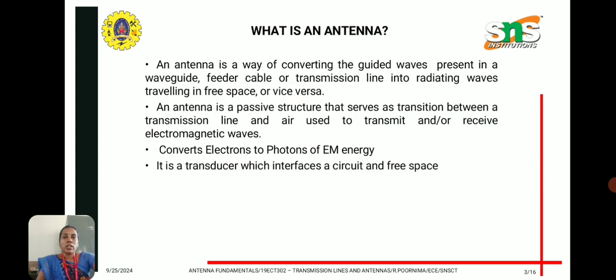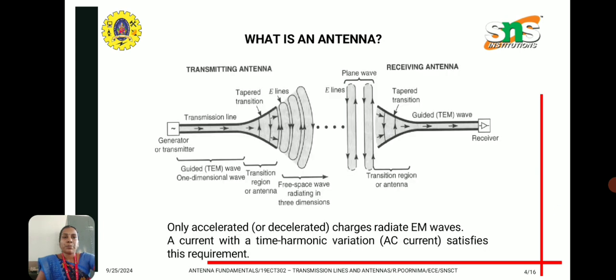So what is an antenna? An antenna is a way of converting the guided waves present in the waveguide, feeder cable or transmission line into radiating waves traveling in free space. So it converts the electrical signal into electromagnetic waves. It is a passive structure that serves as the transition between a transmission line and air, used to transmit and receive electromagnetic waves. So it converts electrons to photons of electromagnetic energy. It is a transducer which interfaces a circuit and free space.